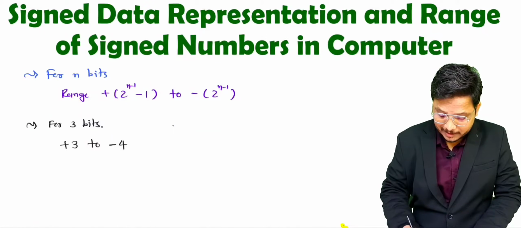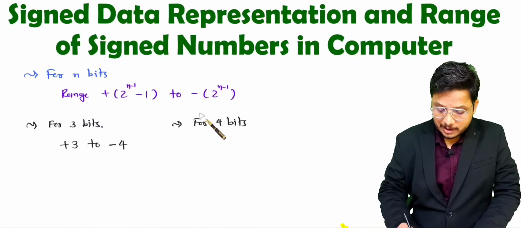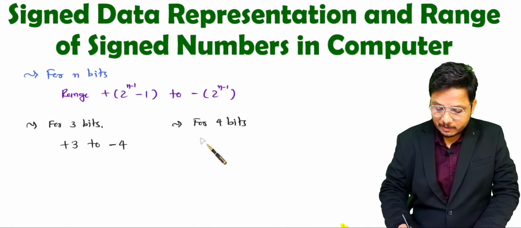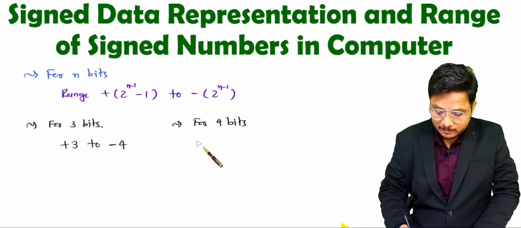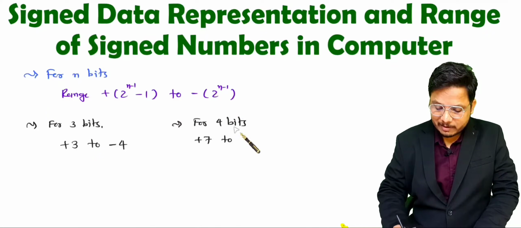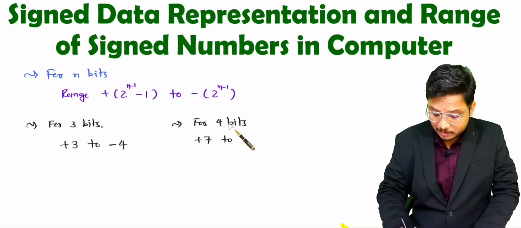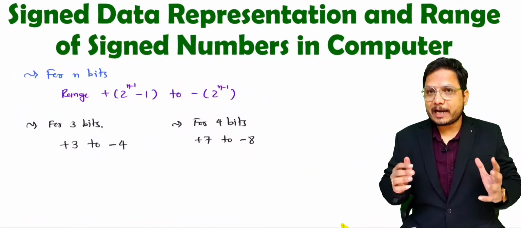Let us have a few more cases. For 4 bits, the range for positive data will be 2 to the power 4 minus 1, means 2 to the power 3, that is 8, minus 1, so plus 7. Up to negative data will be 2 to the power 3, right? So minus 2 to the power 3, means 8. That is how we can identify that.